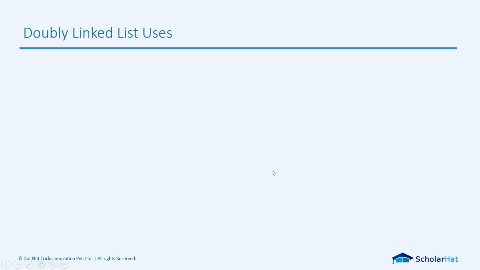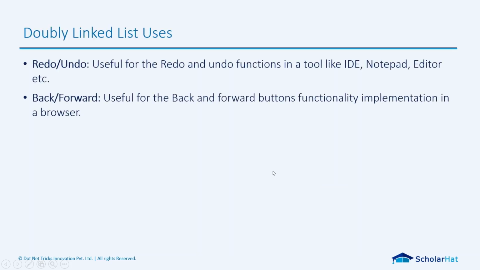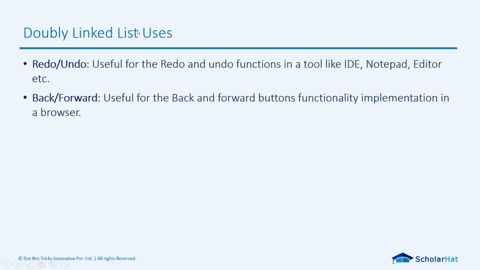Now if you see where it's used, the doubly linked list is used in redo and undo. It's useful for the redo and undo functions in tools like IDEs, Notepad, etc. That's done by a doubly linked list. You also do the back and forward function implementation in a browser. So that's going to be the use of the doubly linked list.